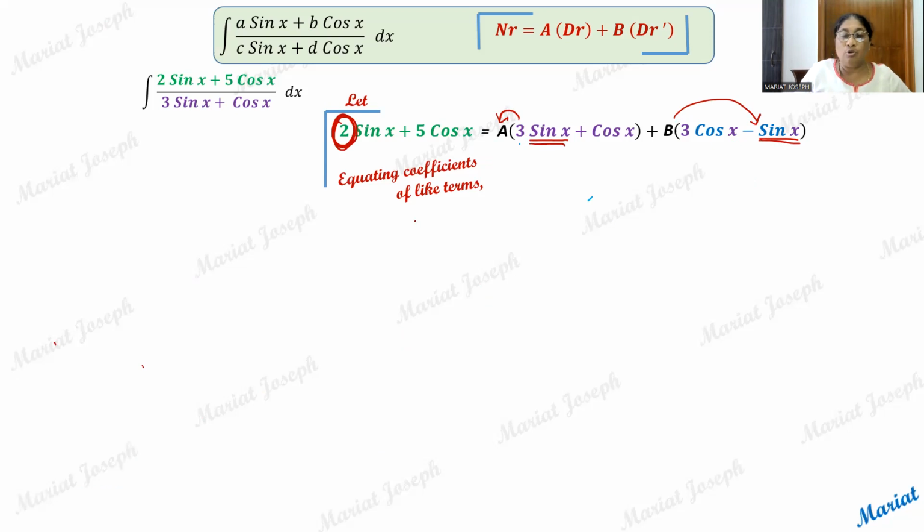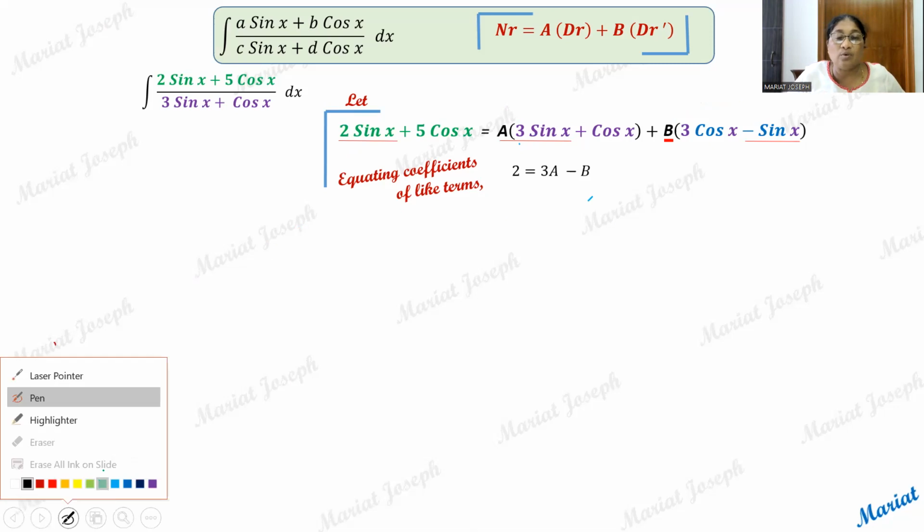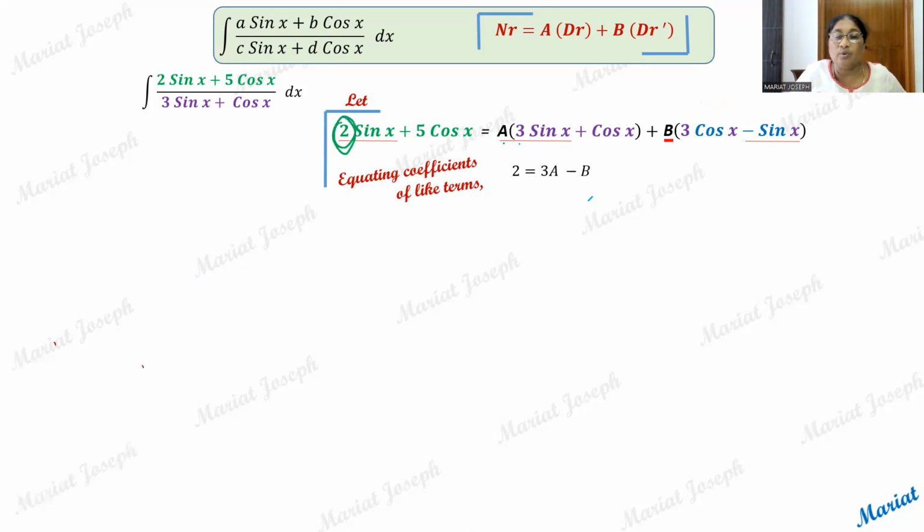Minus b sin x. So 3a minus b, this much times sin x is on the right side, whereas 2 sin x we have on the left side. No need to write these sin x. Don't write. We are only equating the coefficients. So equate it. We get 2 equal to 3a minus b, this one.